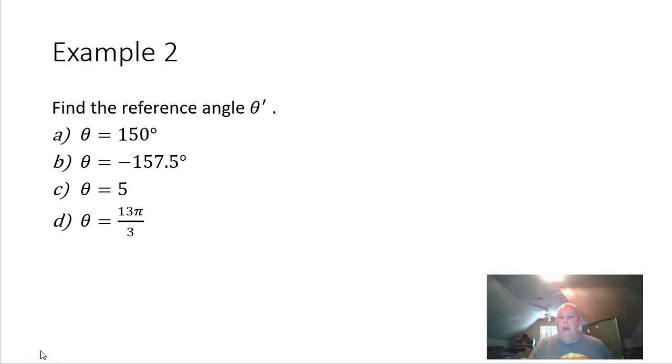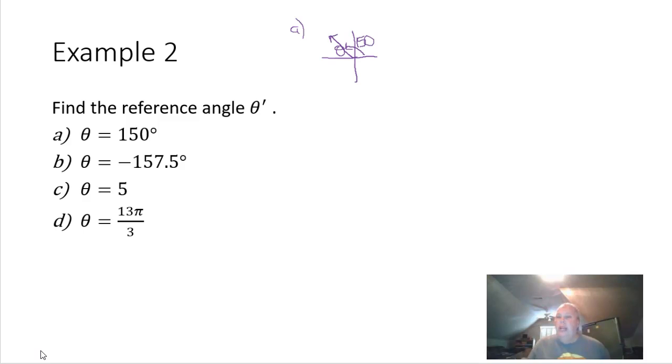Example 2. Now we're going to find some reference angles. If theta is equal to 150 degrees, theta prime, the reference angle, is what? Well, if we draw the picture of this for A, and theta is in standard position, we know that straight up is 90 degrees, and straight back is going to be 180, so that means 150 is going to fall back here somewhere. So theta is 150 degrees. And right here is our theta prime.